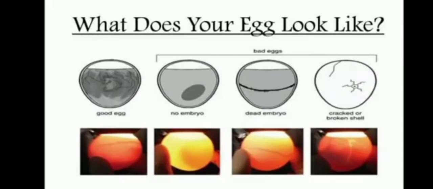As we can see in the first illustration, it is labeled as a good egg, the one at the top and the bottom. The bad eggs are those with no embryo, a dead embryo, and a cracked or broken shell. So in egg candling you can see the defects, whether the egg is normal or not.